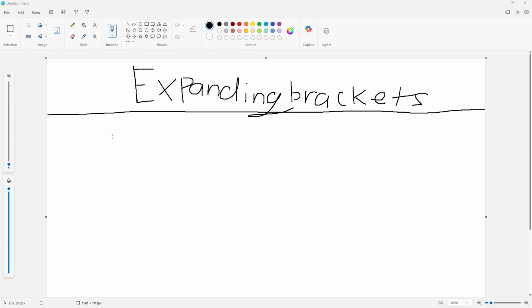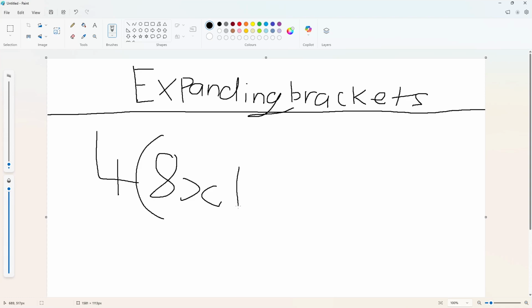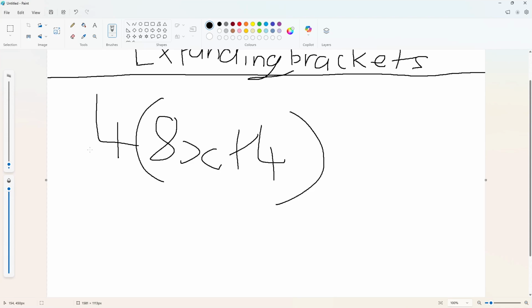So when you first see an equation like 4 open bracket 8x plus 4 close bracket, you might think that that's a bit confusing and a bit scary. But in the reality of things, it's actually quite simple.